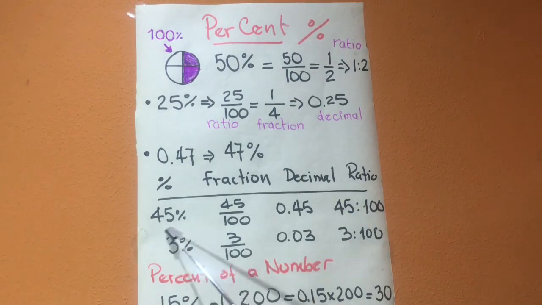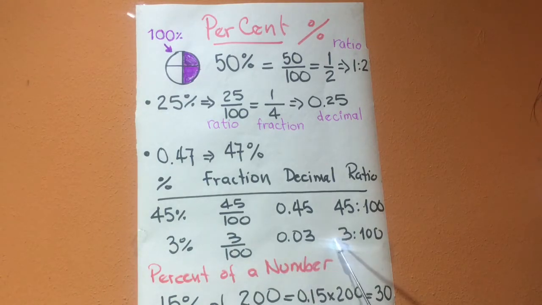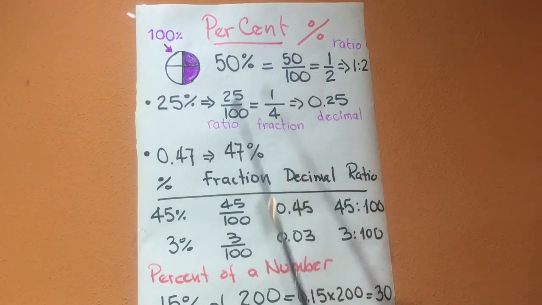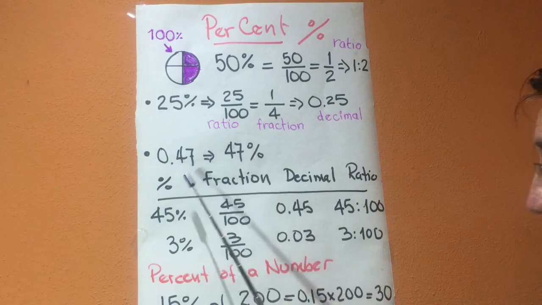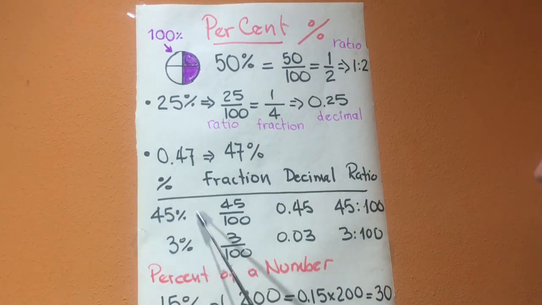Well, it's simple to say that 3% could be like 3 divided by 100. If I do this division, this will be my answer. And as a ratio, 3 is to 100. So there are ways of expressing a percent: as a fraction, as a decimal, as a ratio, or as a percent by itself.